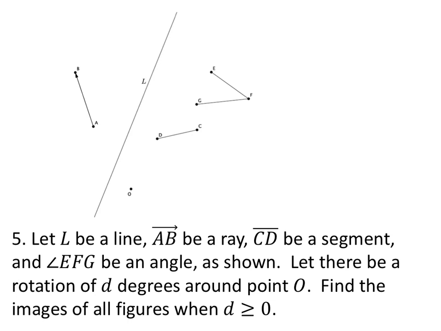Let L be a line, vector AB be a ray, or ray AB, CD is a segment, and angle EFG is an angle as shown. Let there be a rotation of D degrees around the point. Find the images of all figures when D is greater than 0. So we're rotating these in the positive direction around this point O right here, okay? So take a moment and see if you can do that with your partner. I'll give you guys a few minutes to do that.